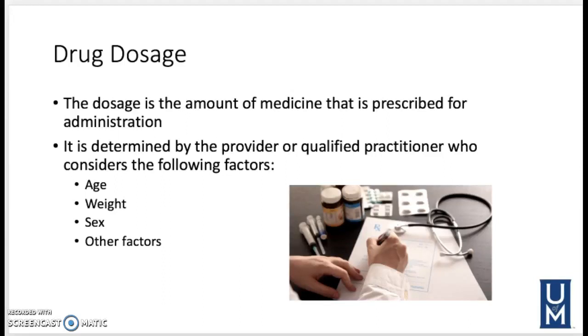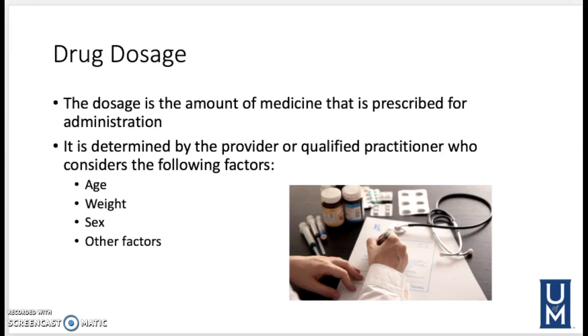All right, class, let's go ahead and jump right back into our lecture. We're going to start back off with drug dosage. So the dosage is the amount of medicine that is prescribed for administration. So this is how much, or the amount, that we're going to be giving the patient.